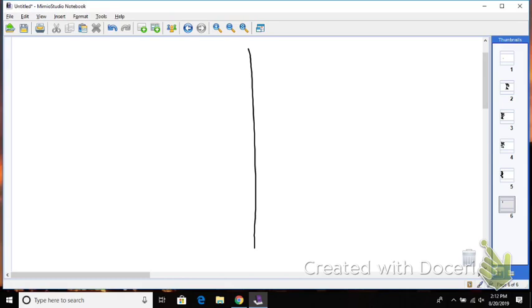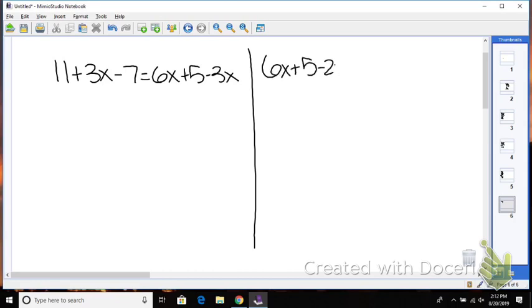do this problem. So over here, we're going to have 11 plus 3x minus 7 equals 6x plus 5 minus 3x. Remember, you're going to want to combine like terms before you start moving stuff around. This side of the room, you guys have 6x plus 5 minus 2x equals 4 plus 4x plus 1.